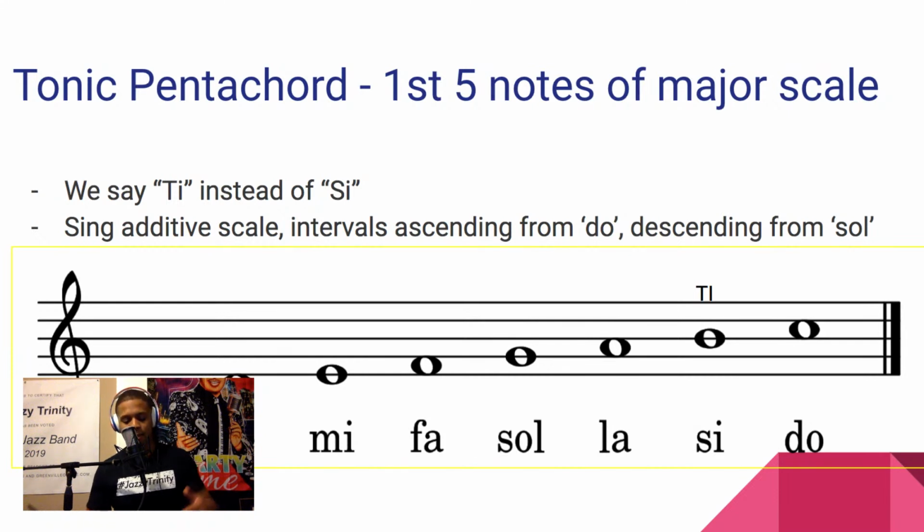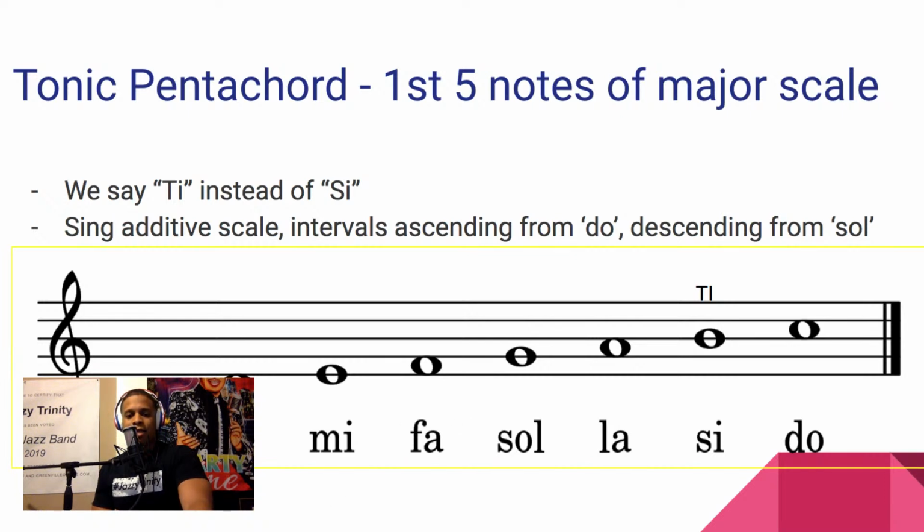All right, I want you to sing that with me. Ready, go. Do, re, mi, fa, sol, la, ti, do, ti, la, so, fa, mi, re, do. We're going to come back to that. That's what we call the major scale. And the first 5 notes of that, do, re, mi, fa, sol, are what we call the tonic pentachord.